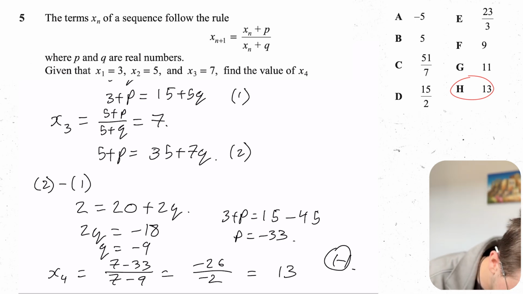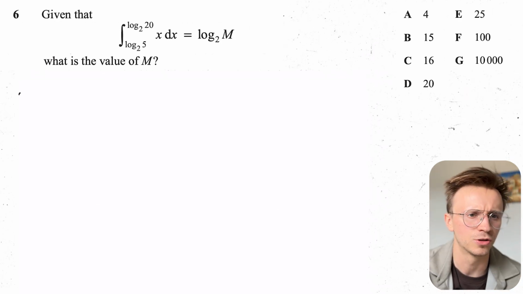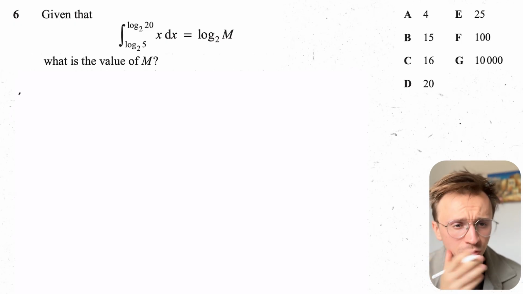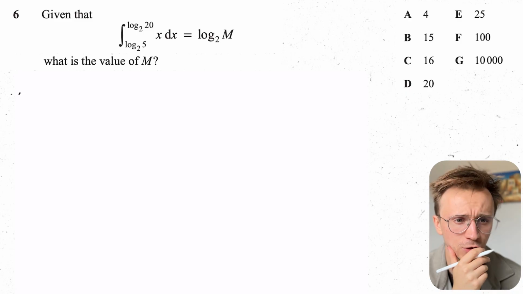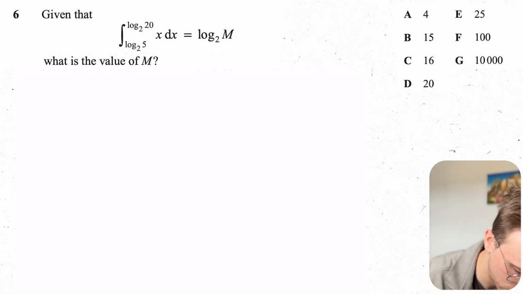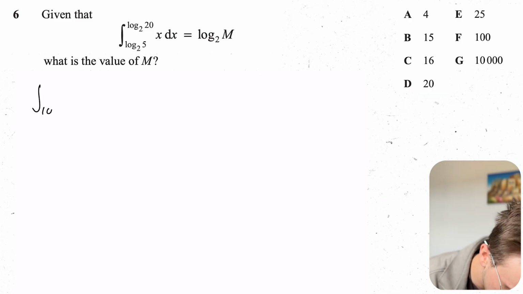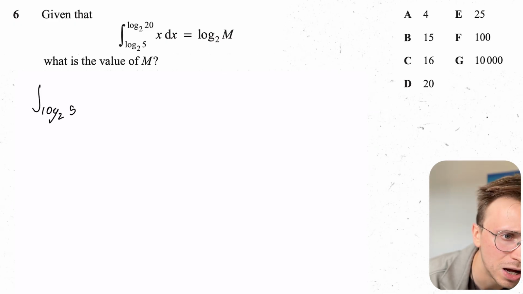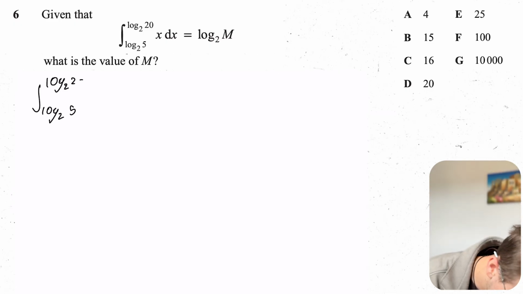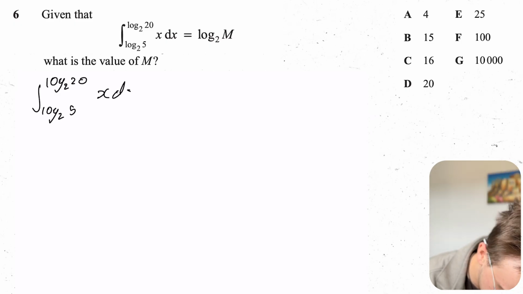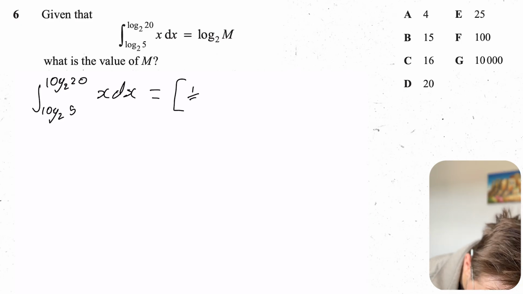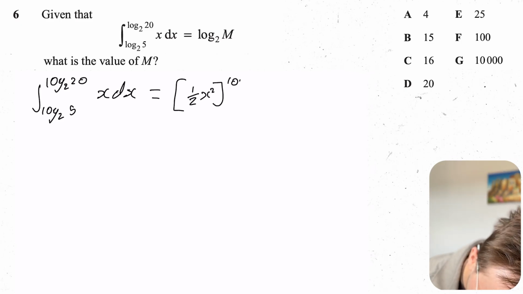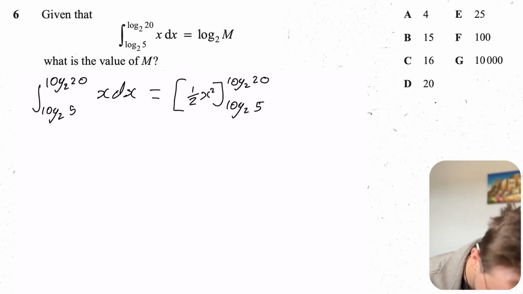And then on to 6. Given that the integral between log base 2 of 5 and log base 2 of 20 of x dx equals log base 2 of m, what is the value of m? Okay, that doesn't look too bad. It just looks like a bit of logarithm work. The integral is easily integrated to be a half x squared between log 2 of 5 and log 2 of 20.